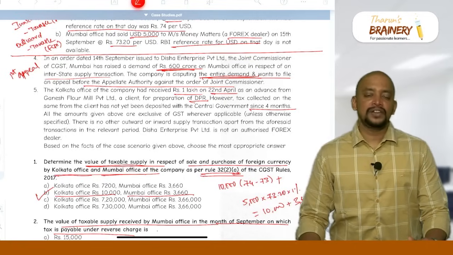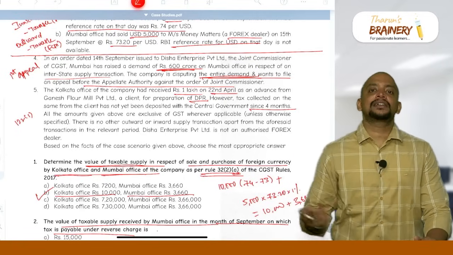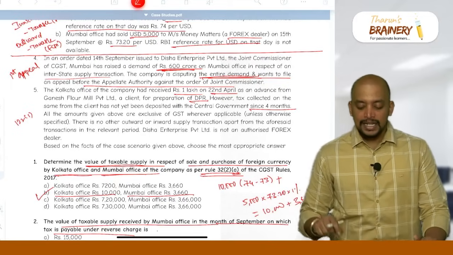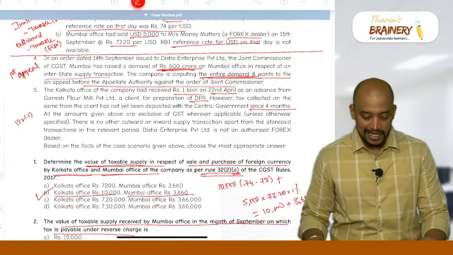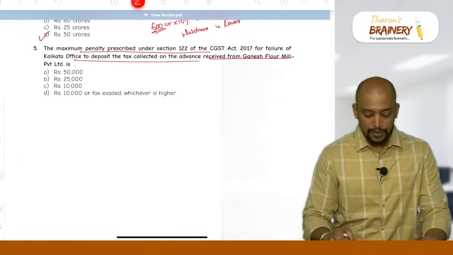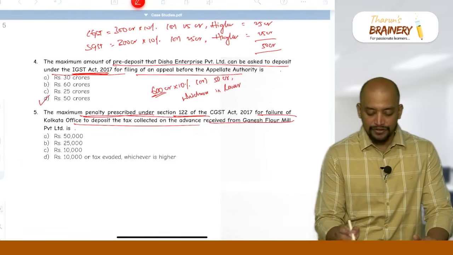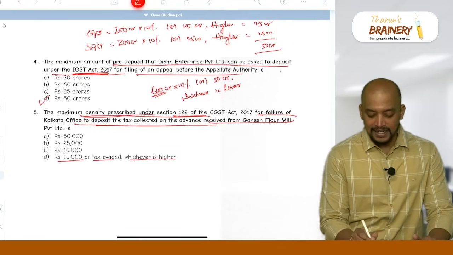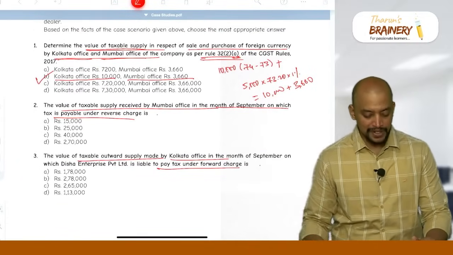Then there will be penalty under section 122 subsection 1. What is the default? Collecting an amount as tax and not paying within 3 months. So what is the penalty? 100% of the tax involved or 10,000, whichever is higher. So that will be taken as the penalty. There is one MCQ. The maximum penalty prescribed under 122 for failure of the Kolkata office to deposit the tax is 10,000 rupees or tax evaded, whichever is higher. Option D is the answer. Now, two more questions are there.